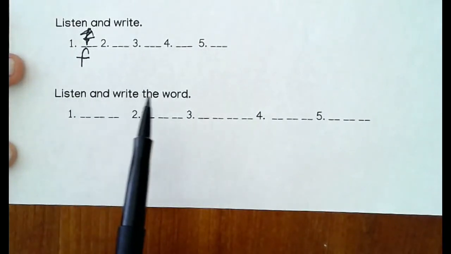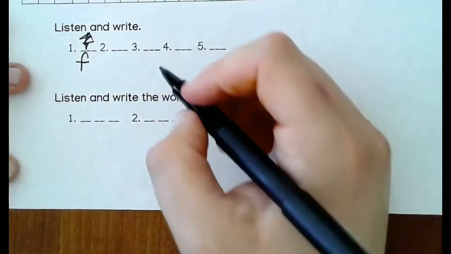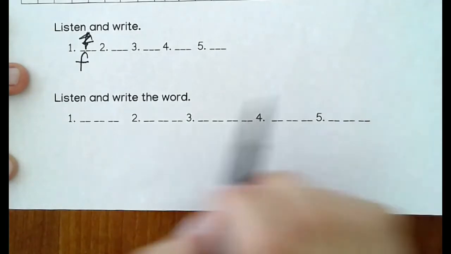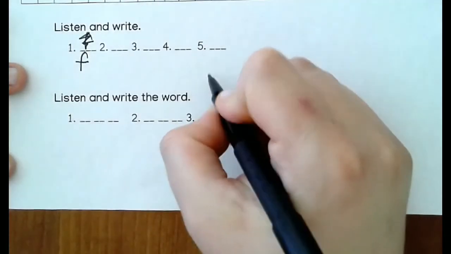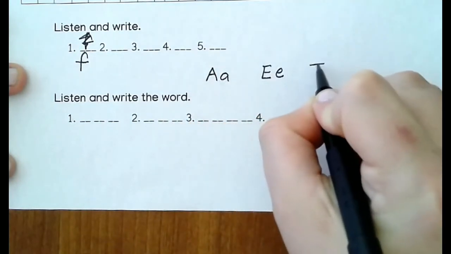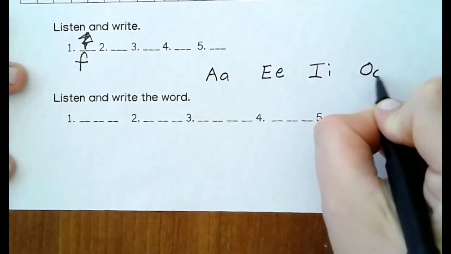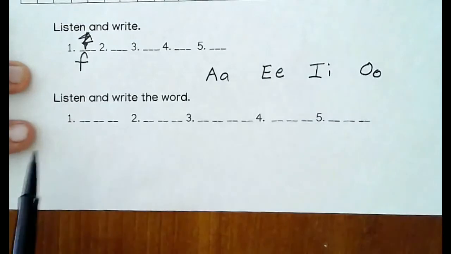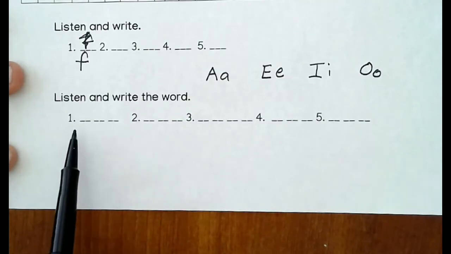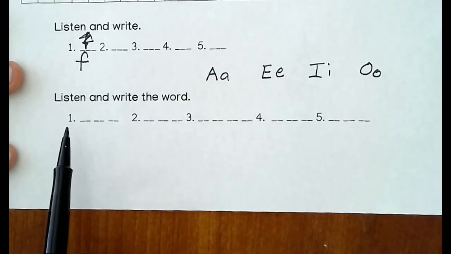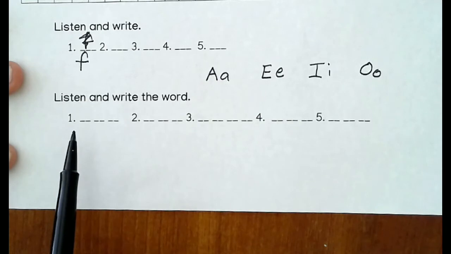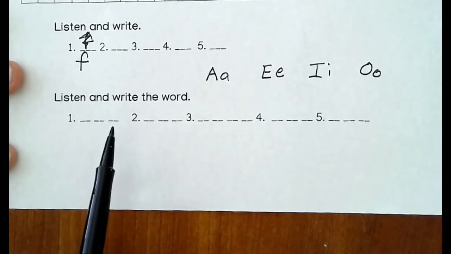Listen and write the word. I will say a short word. You listen and write the letters, and then write the word. So our vowels this week are A, E, I, and O. So no U, only those four. We'll do number one together, and you finish yourself. So number one, get. g, et, get.